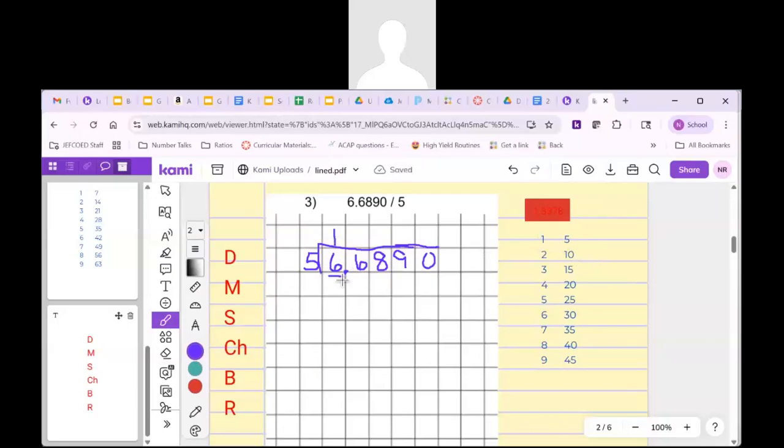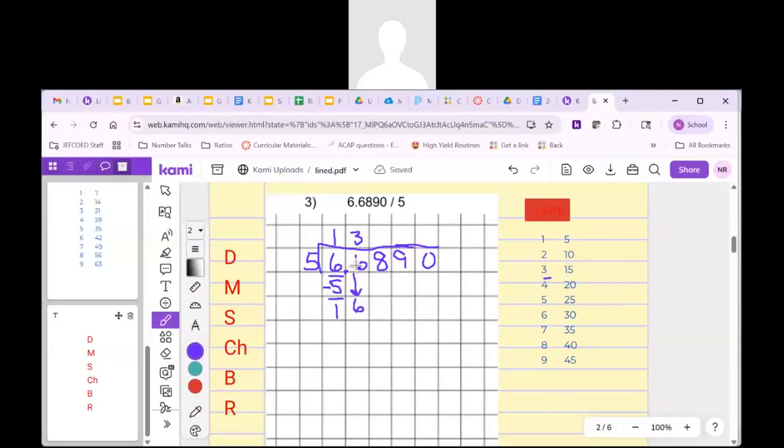Multiply. 1 times 5 is 5. And then I need to subtract. 6 minus 5 is 1. And then I check. 1 is less than 5. So bring down the 6. Okay, so I have 16. 16 is not in here, but 15 is, so I'll have to back up, and I will be using the 3 over the 6 I just brought down.